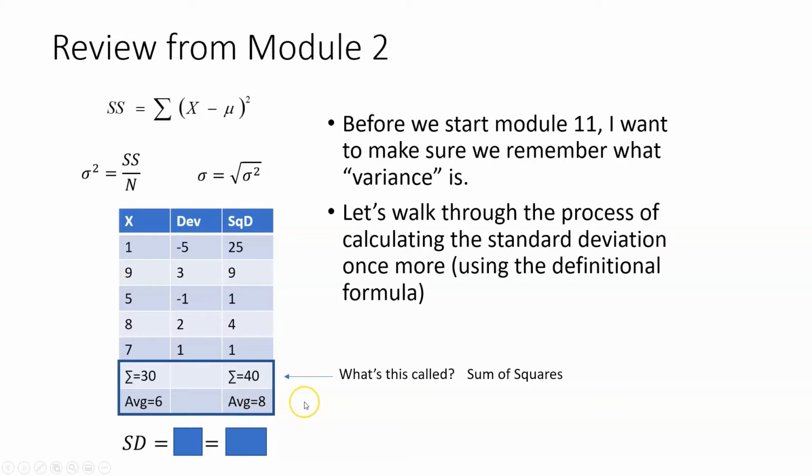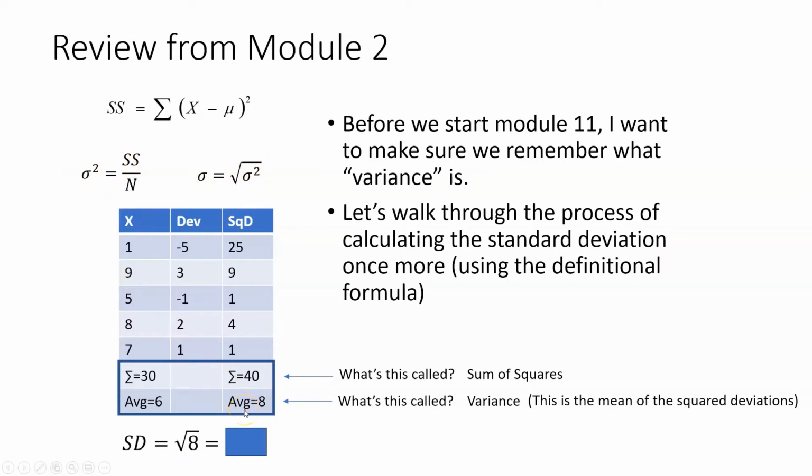And before we move on again, I'll ask, what's this called? The variance. And what is the variance? It's the mean of the squared deviations, the average of the squared deviations. Okay, but it's still in squared form. So in order to reverse that, to get it back down to its original units, we take the square root of the variance. So the square root of 8 equals 2.83.